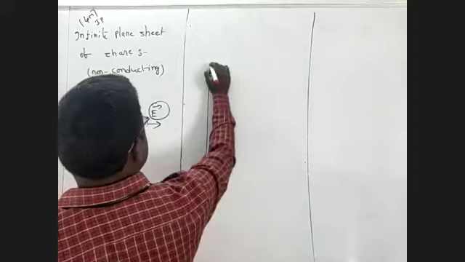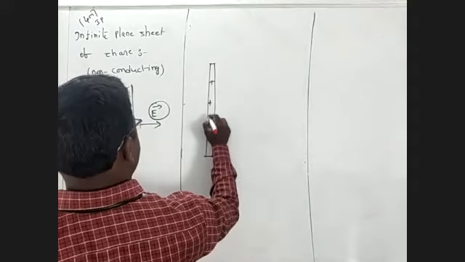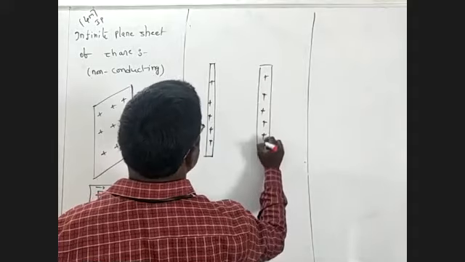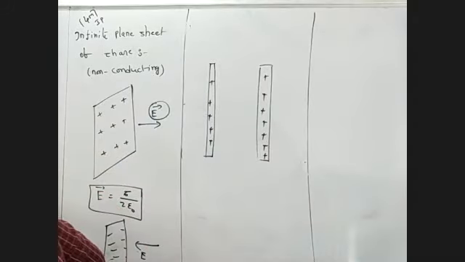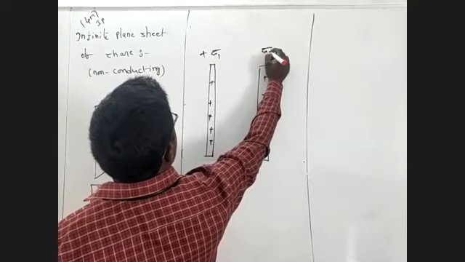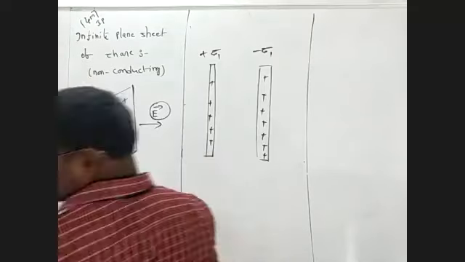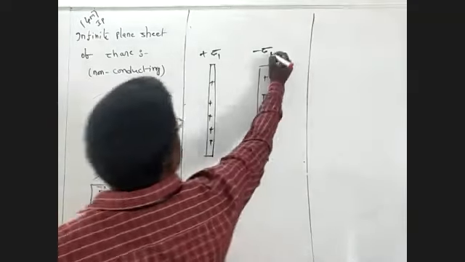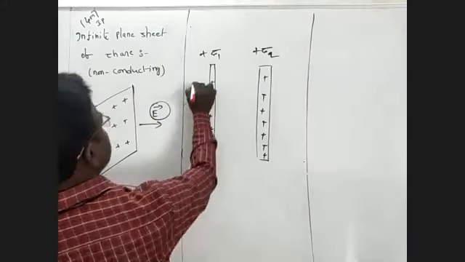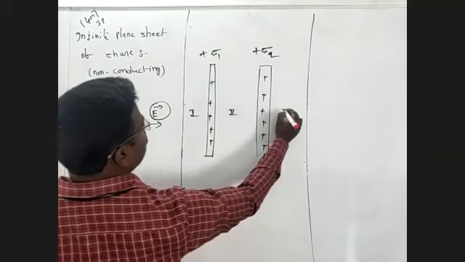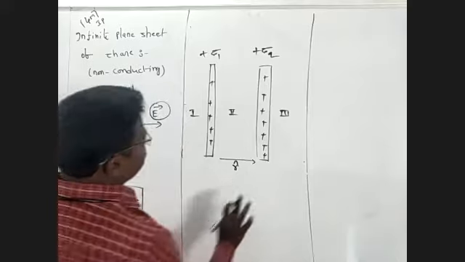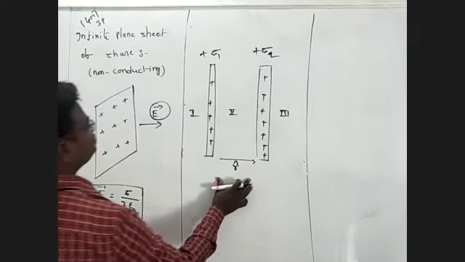Now next, this is sigma plus sigma 1, minus sigma 1, minus sigma plus sigma 2, sigma 2 plus sigma 2. This is region number 1, region number 2, region number 3. The direction of electric field, always take from left to right. Keep it in mind.